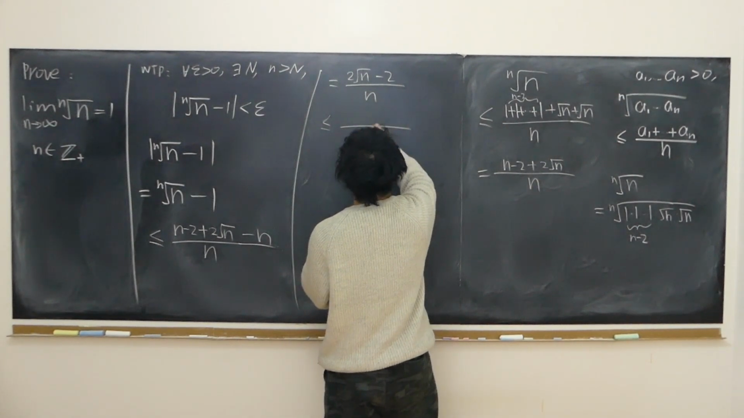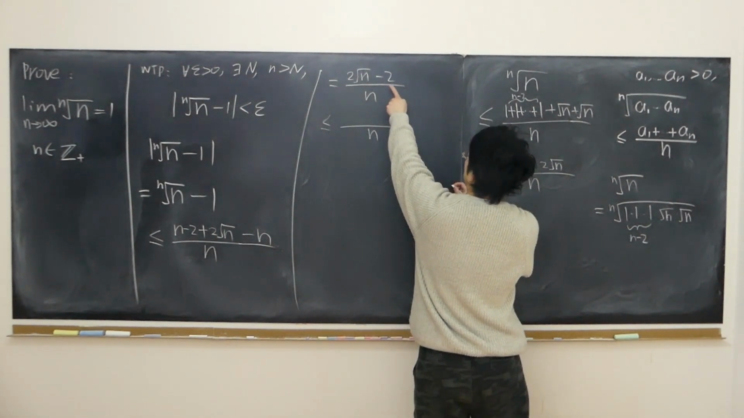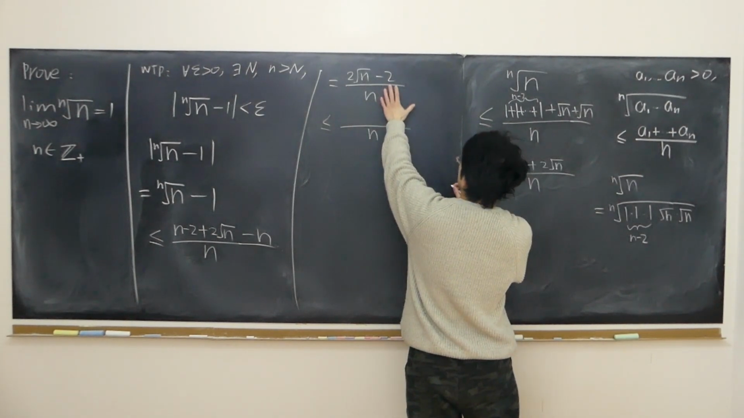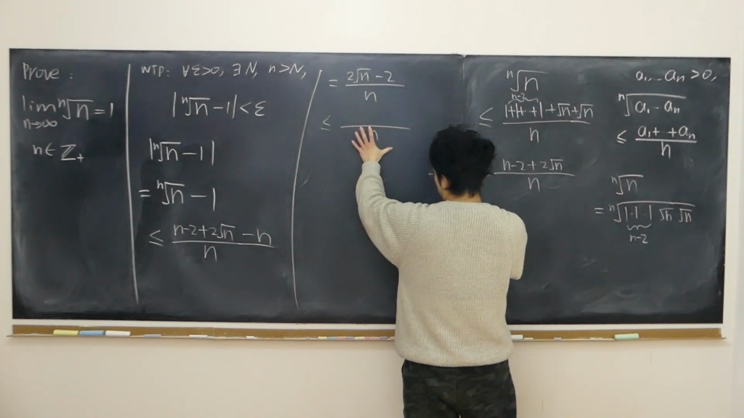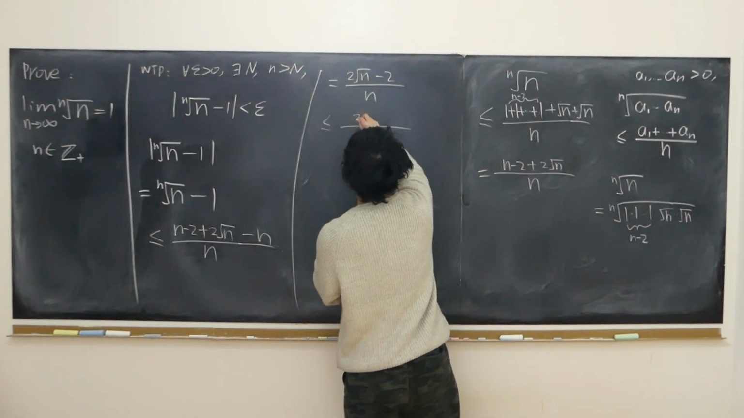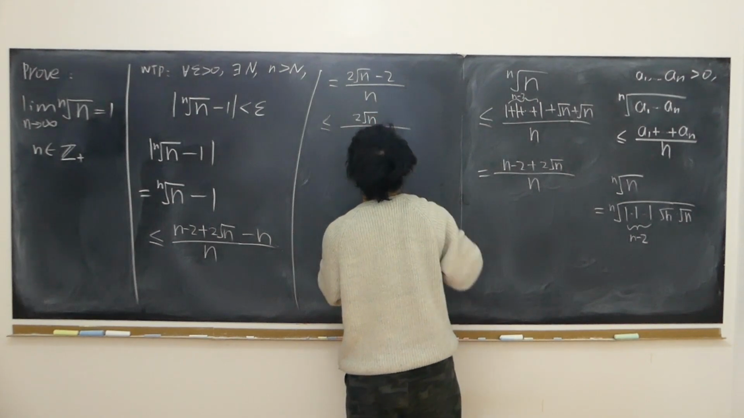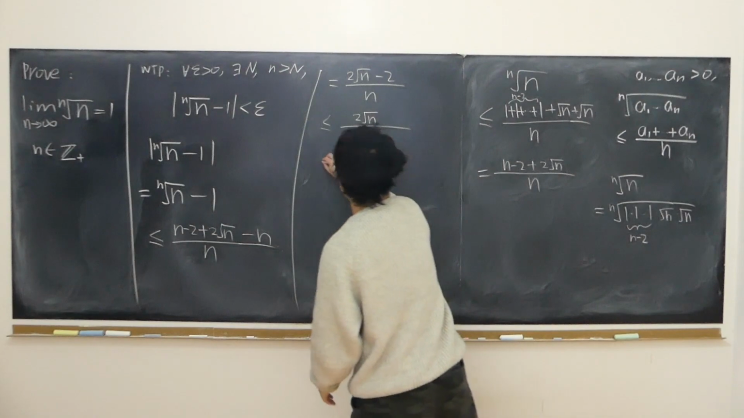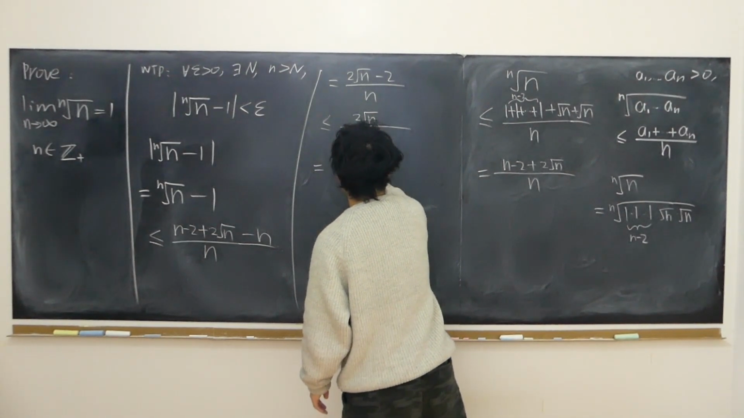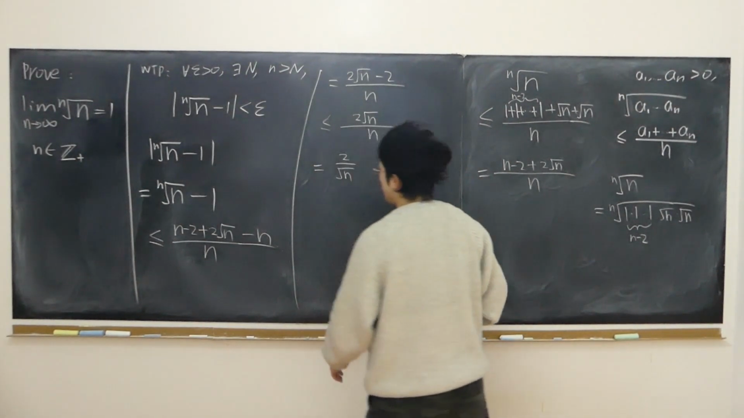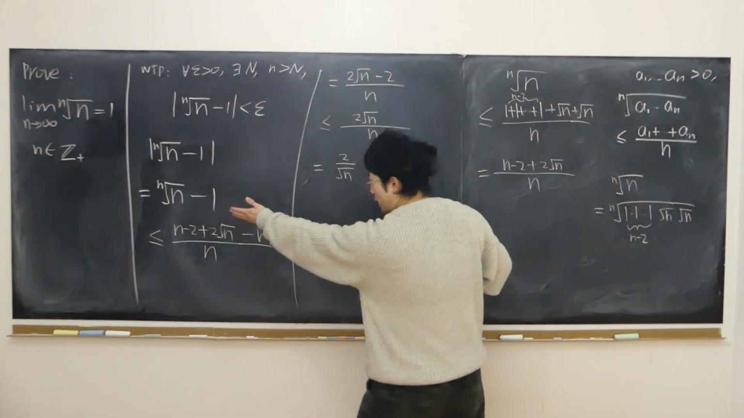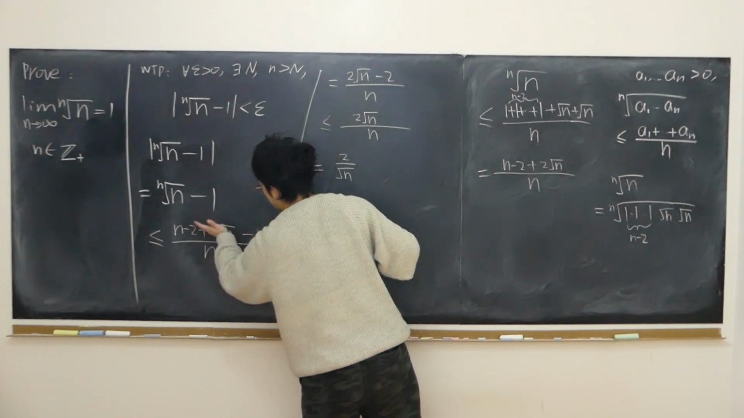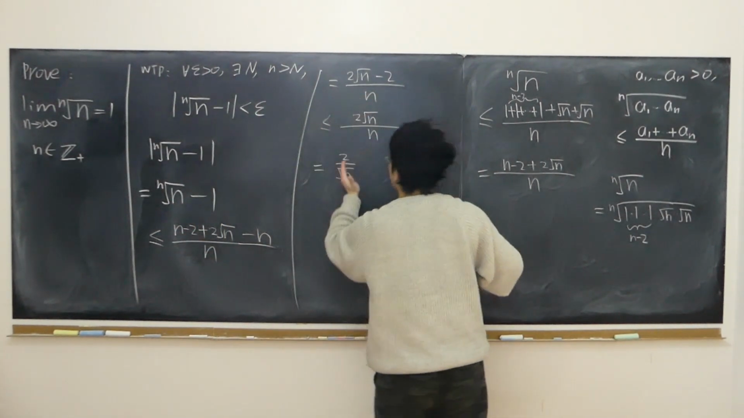It's less than or equal to, here I just minus some positive number, but down here I do not minus this positive number, so I've now become larger, right? So I only have twice of square root of n. Now I can just say that is equal to 2 over square root of n, right? So for the first step, the absolute value is equal to this expression, and that is no larger than this.